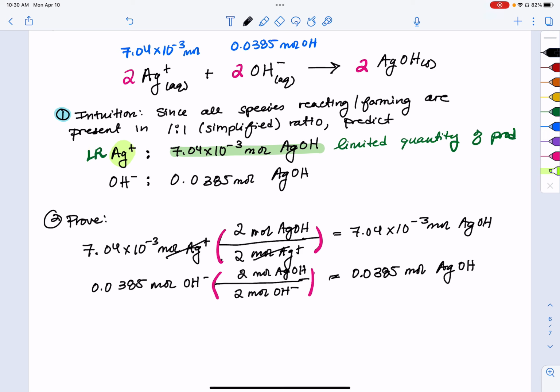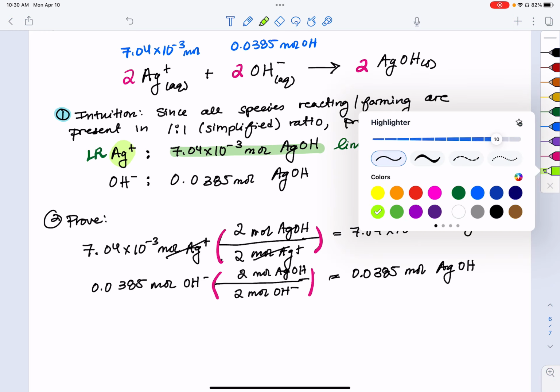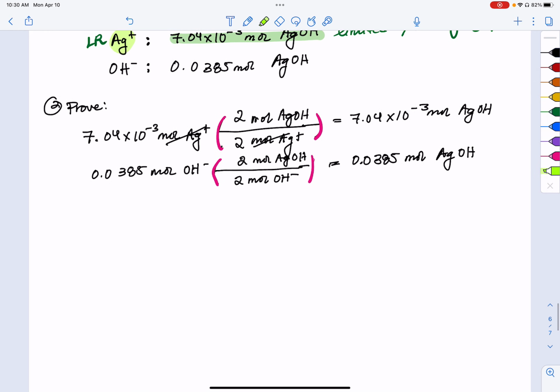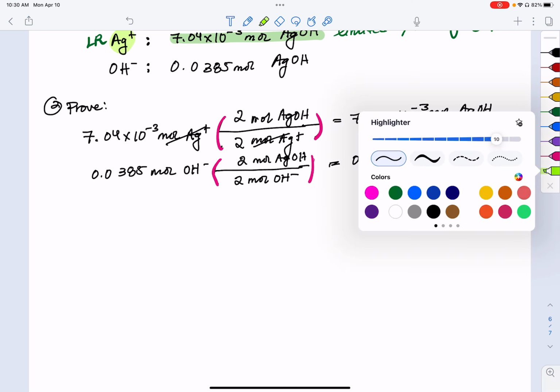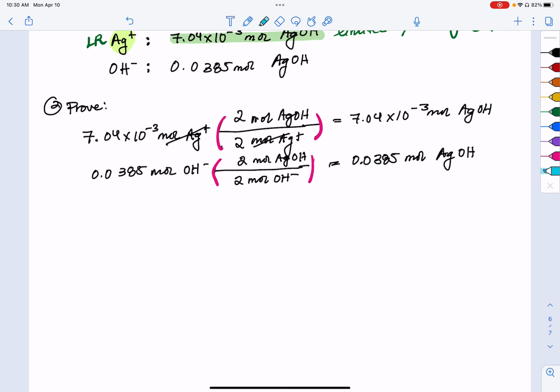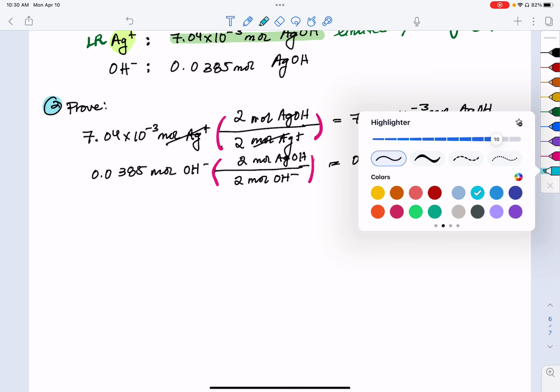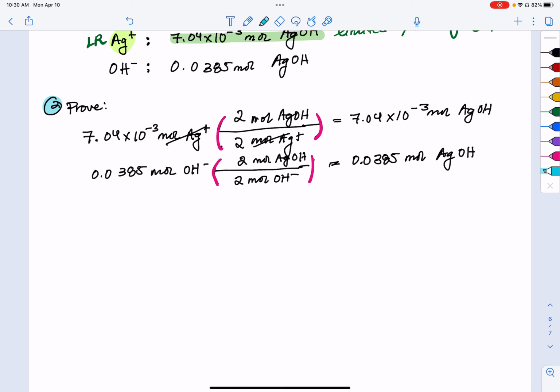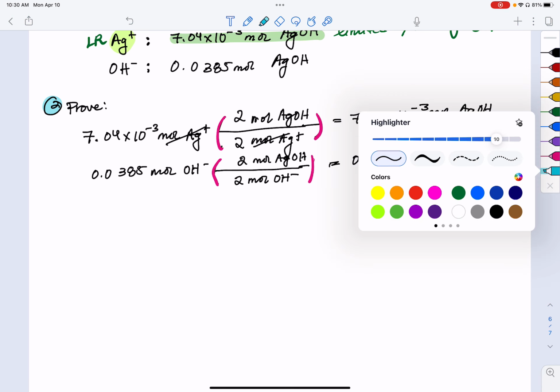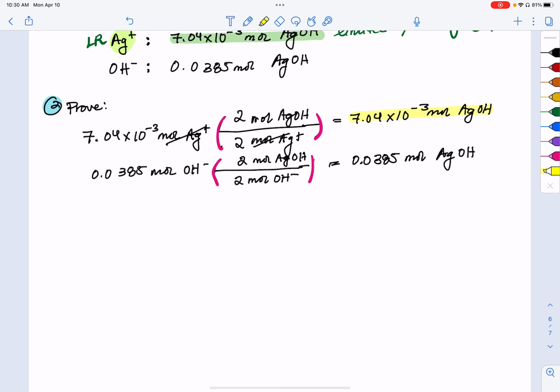So the limited quantity that was made is going to be the one that is determined by the limiting reactant. So we know that this has to be the amount of product that's actually formed. It's the lesser amount. So since this is the result, that is the possible maximum, so let's call this the max result.